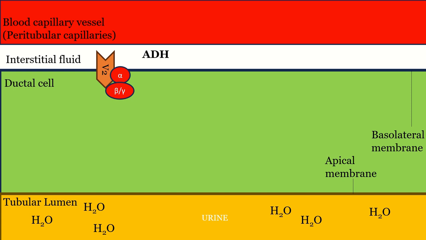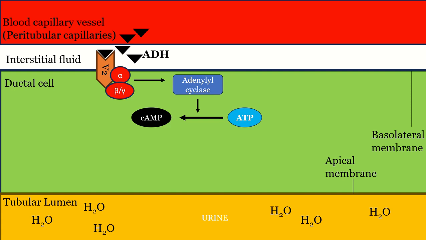You can see here there is an alpha, beta, and gamma unit. Whenever ADH binds to this V2, which is a G protein coupled receptor, it is a Gs type of receptor. Gs means G stimulatory, so it will stimulate. What will it stimulate? It will stimulate adenylyl cyclase. Once adenylyl cyclase is activated, it will convert ATP to cyclic AMP. Now this cyclic AMP will activate protein kinase A.